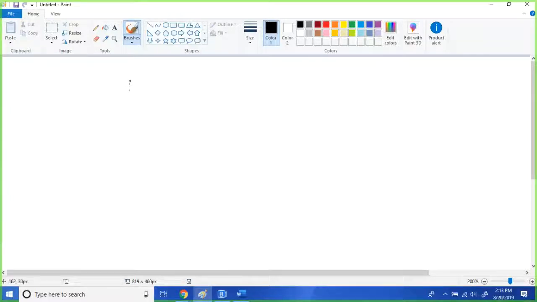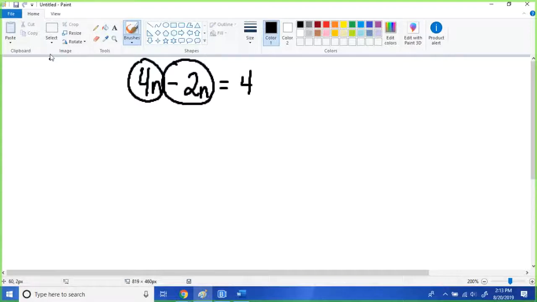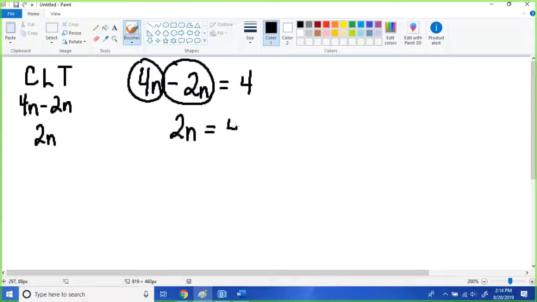So the first equation we're going to have is 4n minus 2n equals 4. Okay. So looking at the equation, we know we want to solve for n, and we need to get n by itself. First, what we're going to do is combine like terms because they're on the same side of the equal sign. And you'll see me use CLT for combining like terms. I can combine 4n minus 2n. 4 minus 2 is 2, and n. Okay, so this is where the 2n comes from, and we bring down the 4.